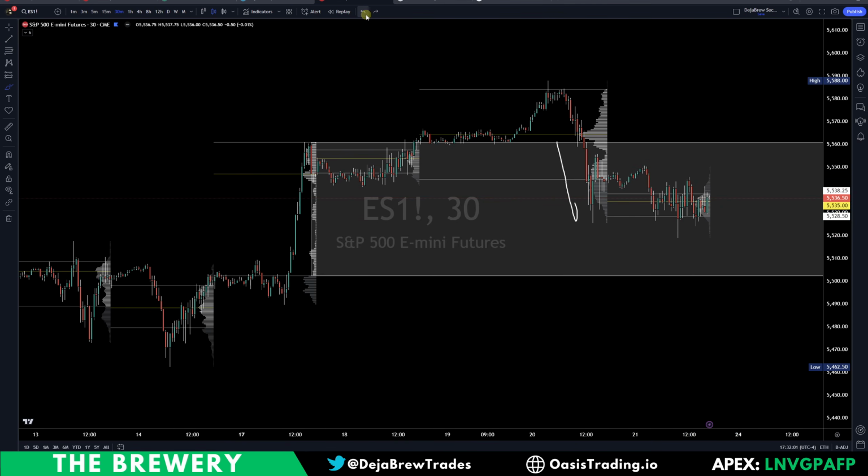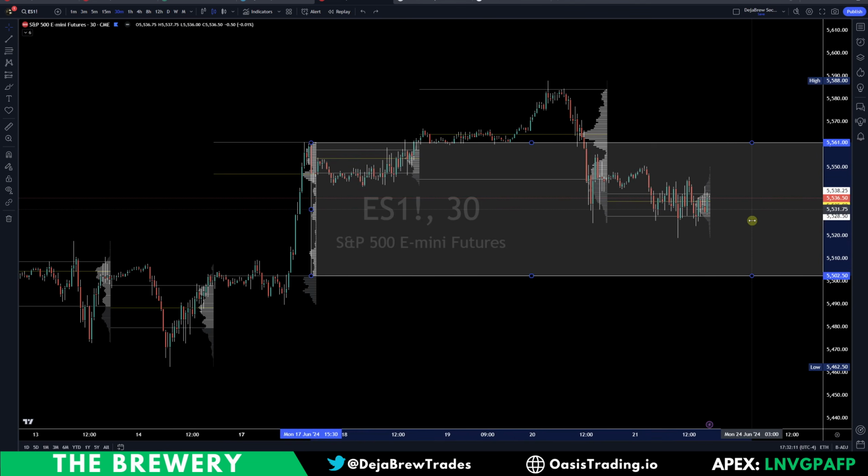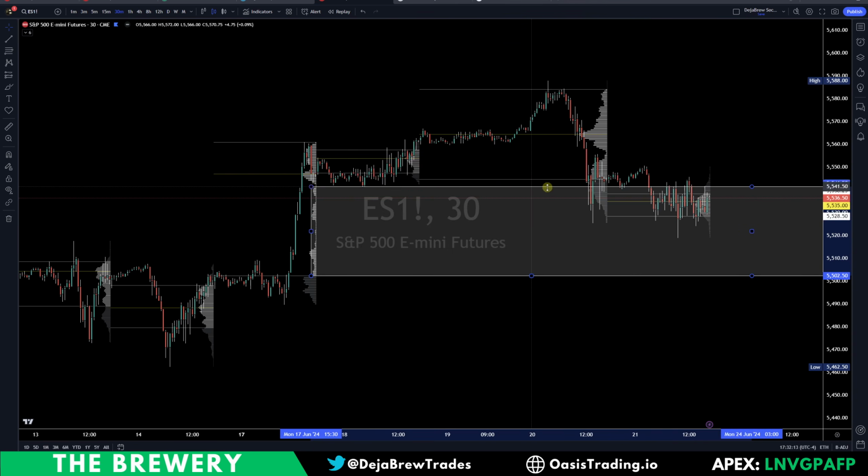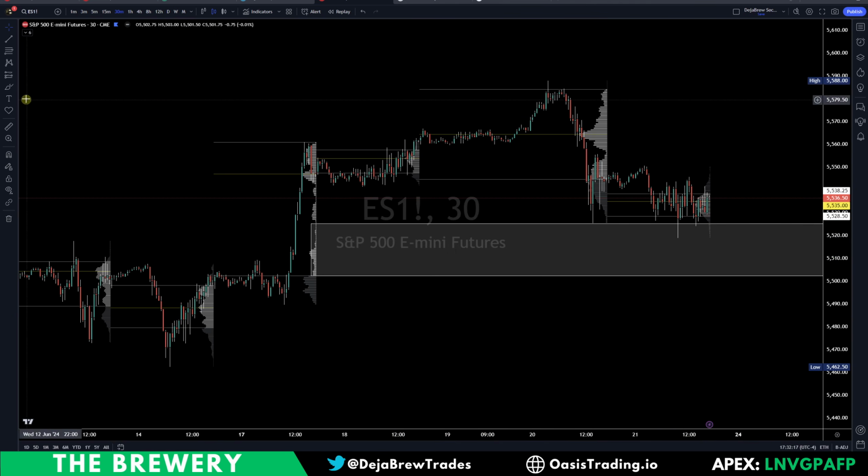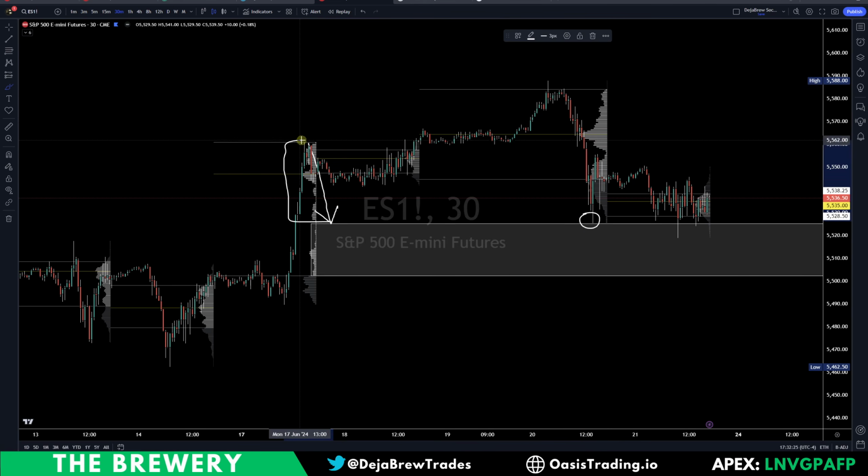Both of these days are showing an incomplete auction, a failure to rotate. So where is that incomplete auction? On Thursday, it would have been here, because we're looking at the low of Thursday. You rotated this entire chunk of that value area, but we left this lower portion unfilled.